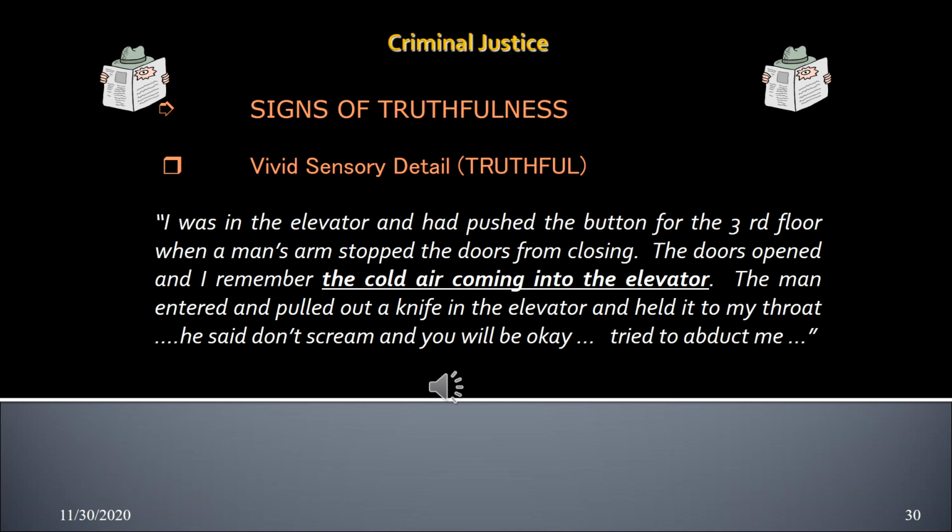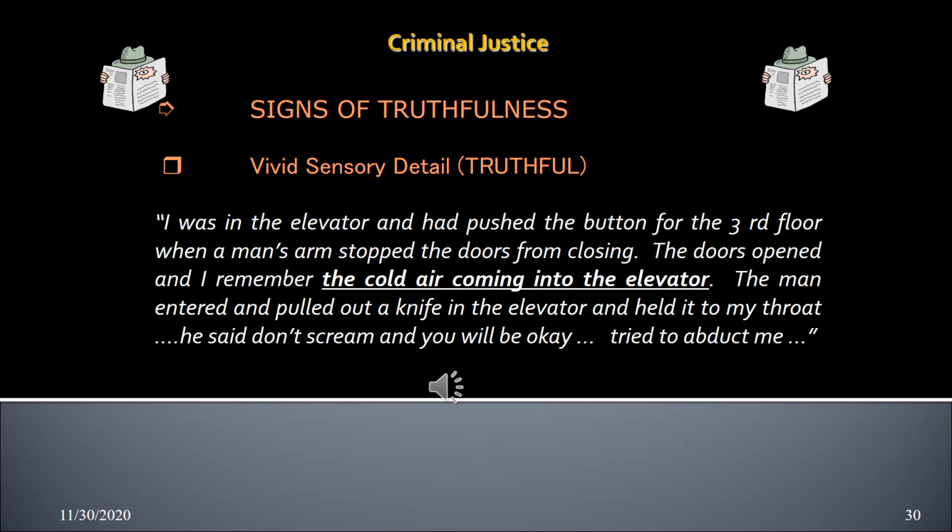Okay, an example here. So this woman was heading from the pool in her hotel up to her room on her floor, where she was staying for a couple of nights. So as she gets into the elevator, the door is closed, but then this occurs. I was in the elevator and had pushed the button for the 3rd floor when a man's arm stopped the doors from closing. And you can picture this sort of thing, right?